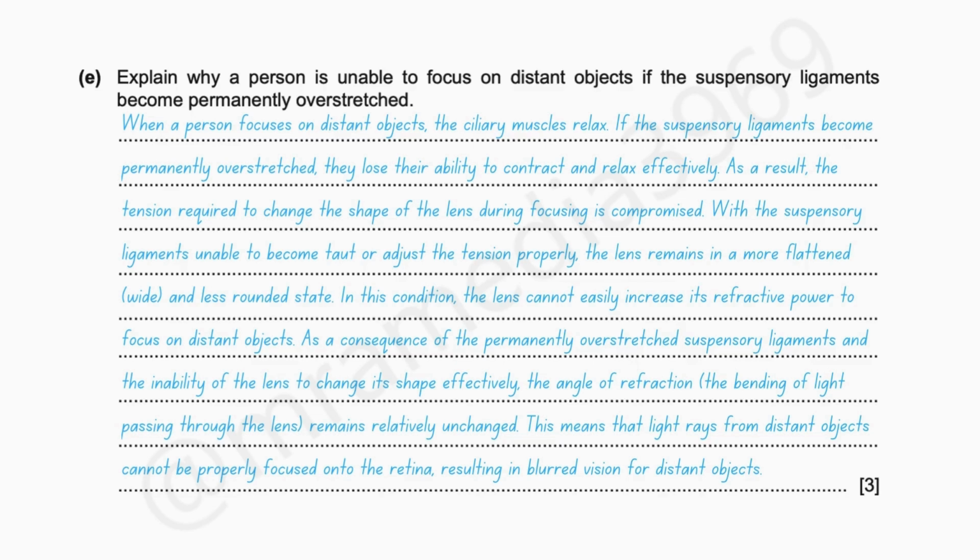In this condition, the lens cannot easily increase its refractive power to focus on distant objects. As a consequence of the permanently overstretched suspensory ligaments and the inability of the lens to change its shape effectively, the angle of refraction, the bending of light passing through the lens, remains relatively unchanged. This means that light rays from distant objects cannot be properly focused onto the retina, resulting in blurred vision for distant objects.